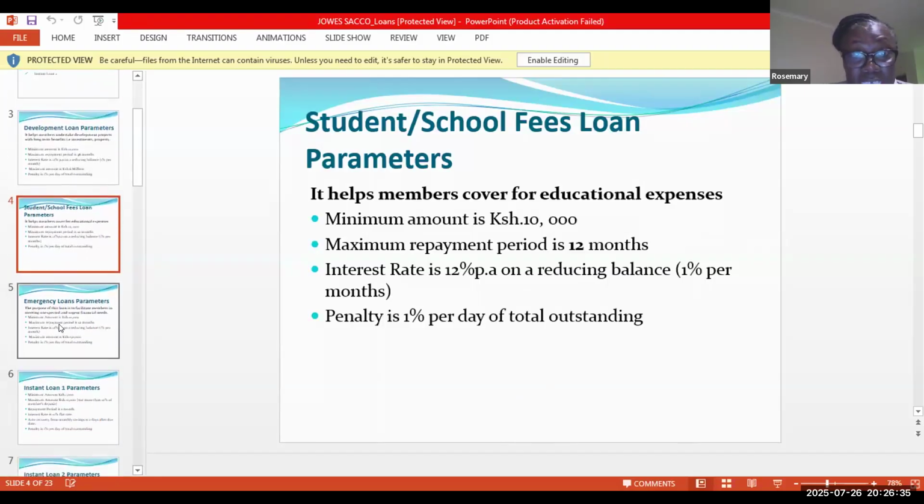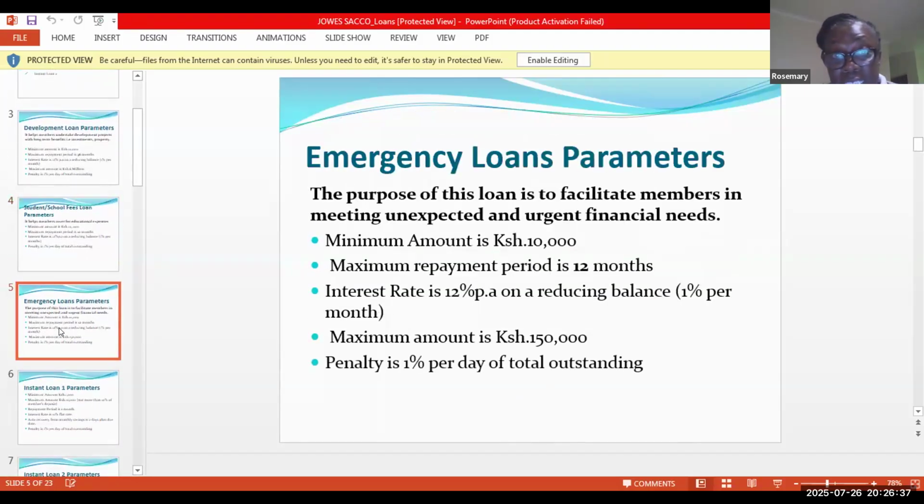The third one is the emergency loan. This loan is supposed to help members meet unexpected and urgent financial needs. The minimum amount is 10,000. The maximum repayment period is 12 months. The interest rate is 12% per annum on reducing balance, which translates again to 1% per month. The maximum amount you can get for this emergency loan is 150,000.